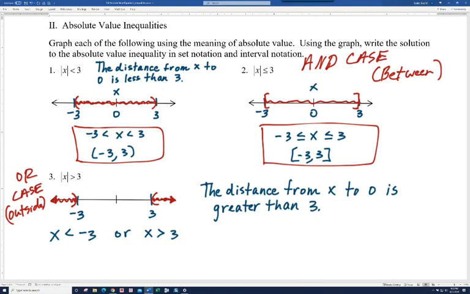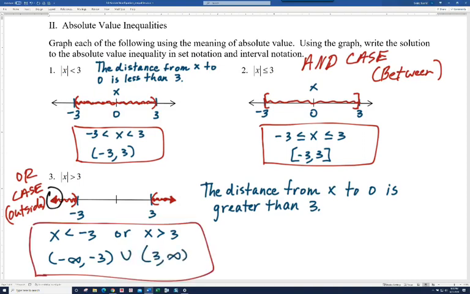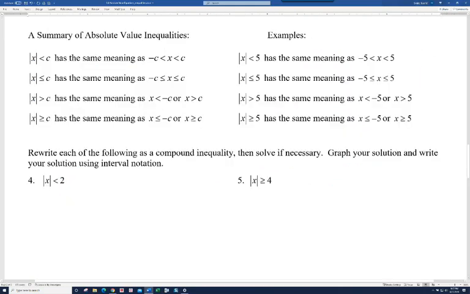In interval notation, going from left to right, let me change colors here. We're starting out in negative infinity territory. We get to -3, and we're going to union that with everything from 3 to infinity. All right, so now you're going to be solving absolute value inequalities where you have something other than just x inside the absolute value, but you're going to have these same types of answers based on whether you have a less than symbol or greater than symbol.